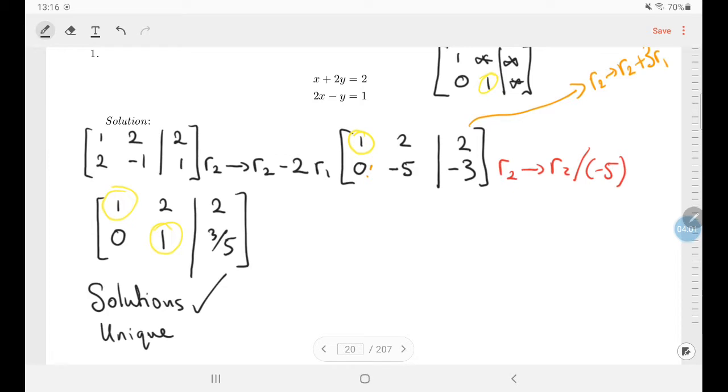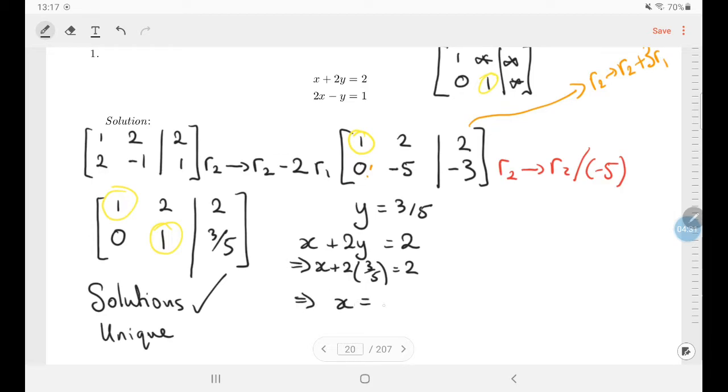And let's find it. So the second row says 1y is equal to 3/5. And the first row says 1x plus 2y is equal to 2. We have already found that y is equal to 3/5. So you get x plus 2 times 3/5 is equal to 2. And that's 6/5. So if I take away 6/5 from both sides, I get that x is equal to 2 minus 6/5, which is 4/5. And so I have an answer. x is 4/5 and y is 3/5.